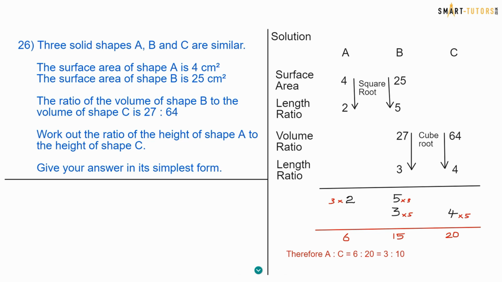Now the volume ratio is given for B to C as 27:64. Volume means k cubed.